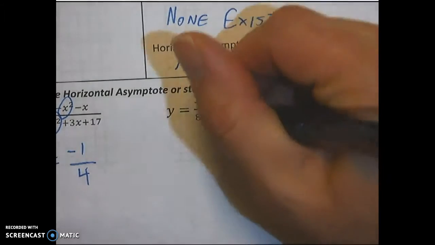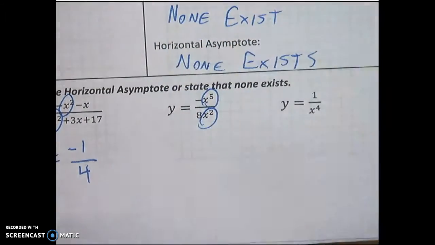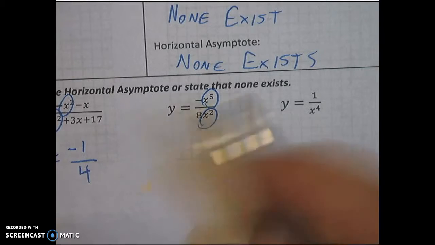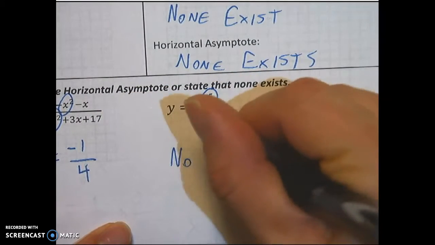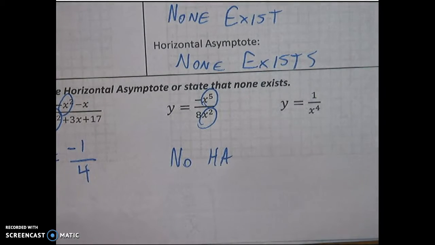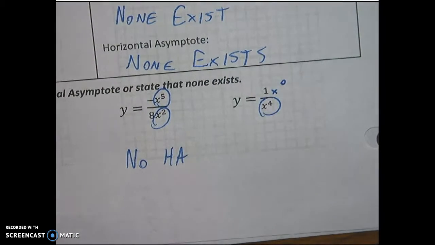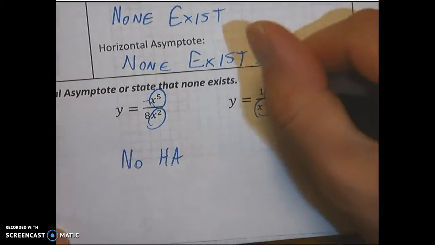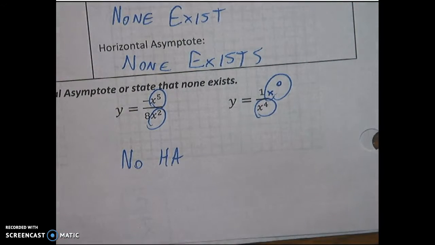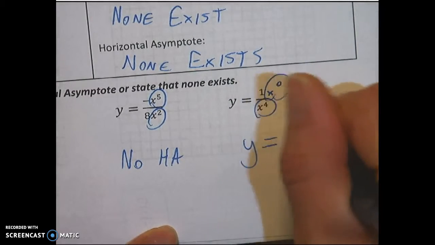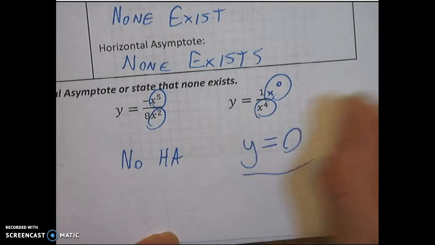Here, x to the 5th is greater than x squared. When the leading term's exponent is bigger on top, there is no horizontal asymptote. It creates an oblique asymptote, which you will find in pre-calculus next year. Last one, this is x to the 0th. So x to the 4th is greater than x to the 0th. And when the leading term's exponent is bigger on bottom, the horizontal asymptote is always y equals 0.